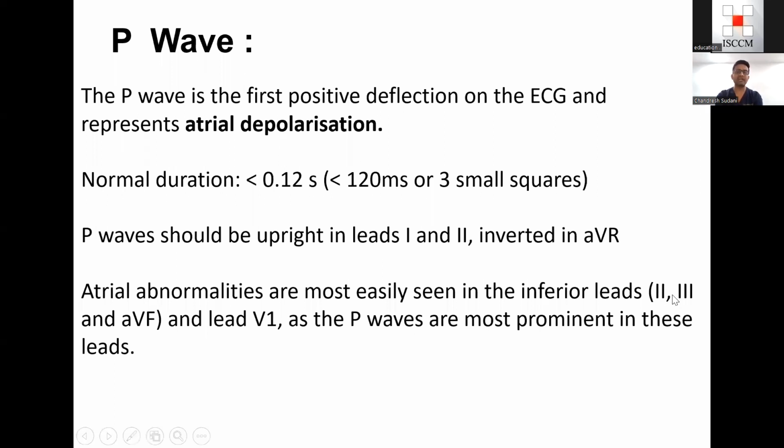Already in my previous slide, I told about lead 2 and aVR. If you remember these two things, the direction of the P wave, you can decide whether the rhythm is sinus or not. Atrial abnormalities are most easily seen in the inferior leads like lead 2, 3, and aVF, and lead V1, as the P waves are most prominent in these particular leads.